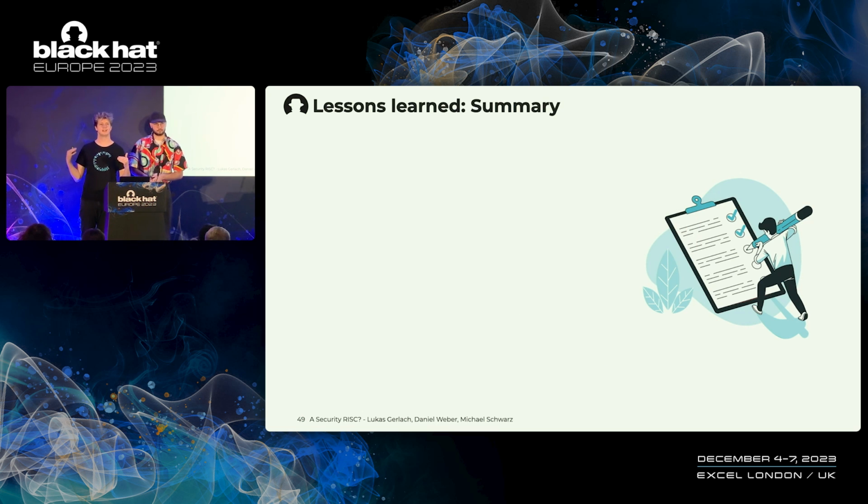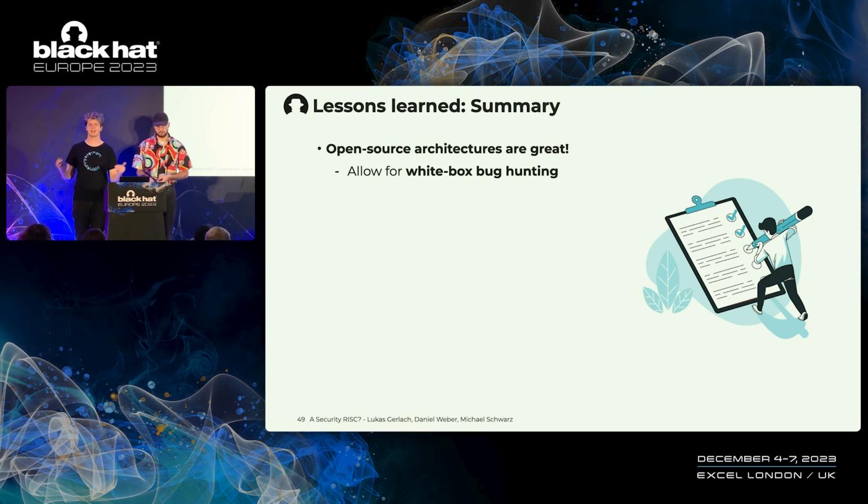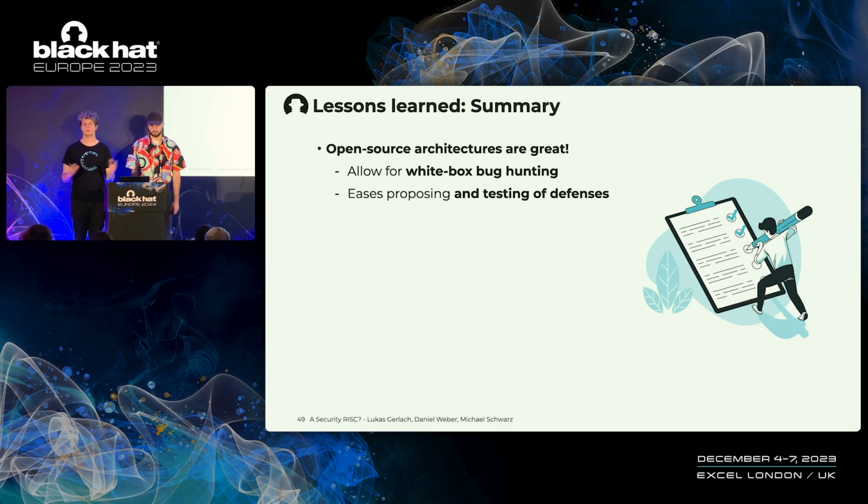And we are under the impression that open source architectures are great. Yes, they have some limits, but the thing is, for bug hunting, open source is great because you can actually take a look at the RTL level and search for bugs there. On the other hand, if you plan to mitigate attacks, you can just implement that. If you have a hardware mitigation for an Intel or an AMD or an ARM CPU, implementing that is quite hard. For RISC-V, go ahead, just implement it.